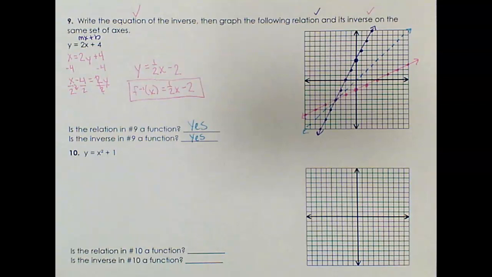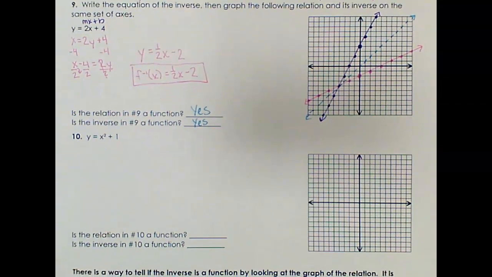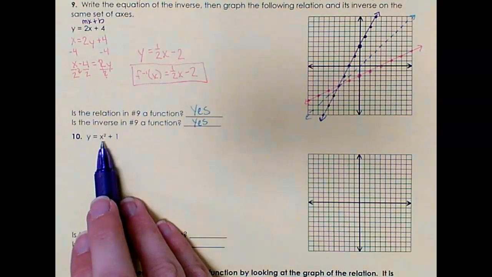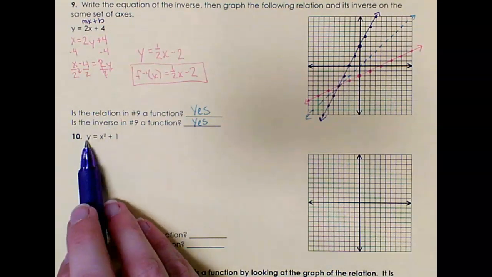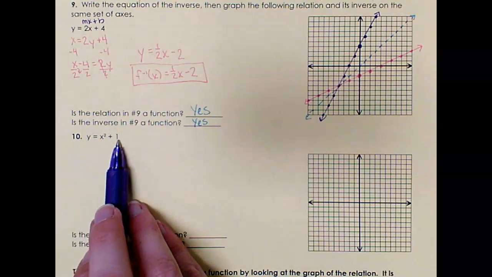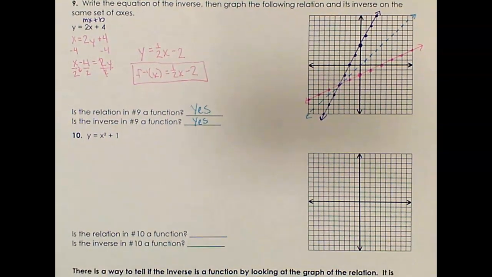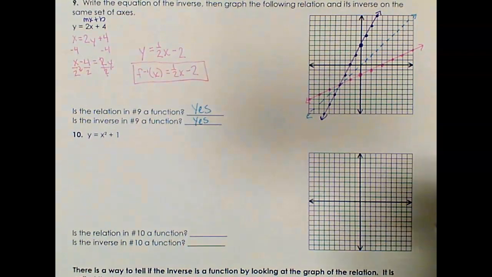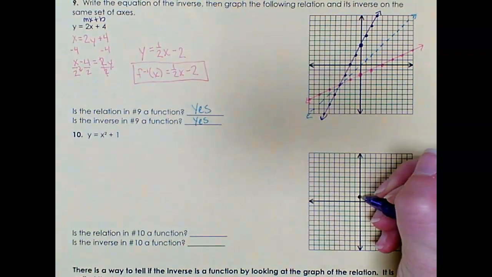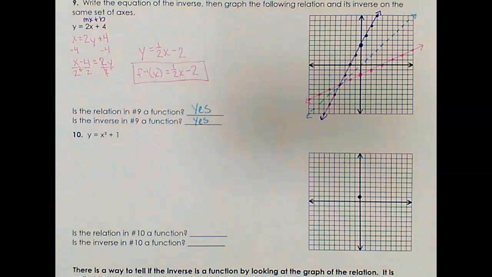All right, let's try number 10. Number 10 has the same set of instructions. We're going to graph this equation, which happens to be the parent function, but plus 1, so shifted up 1. That's a vertical shift by 1. So I'm going to plot my new y-intercept. Instead of at the origin, it's at 0, 1.